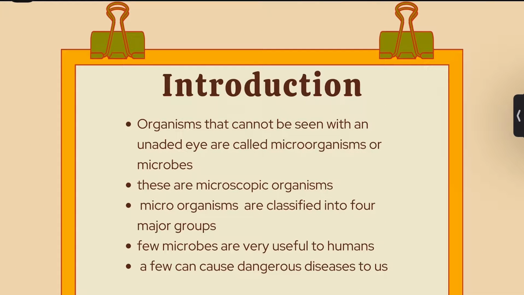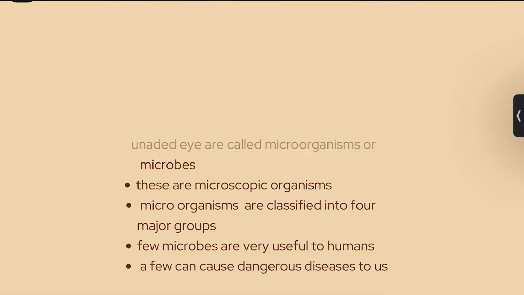Organisms that cannot be seen with an unaided eye are called microorganisms or microbes. These are microscopic organisms, as the name suggests. Microorganisms are classified into 4 major groups. Few microbes are very useful to humans and few cause dangerous diseases.